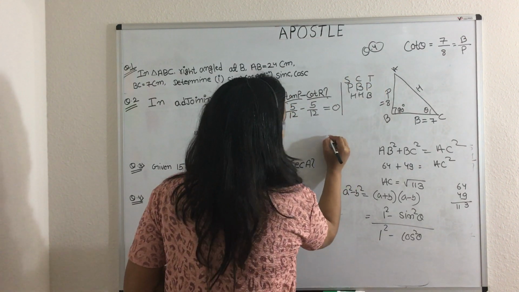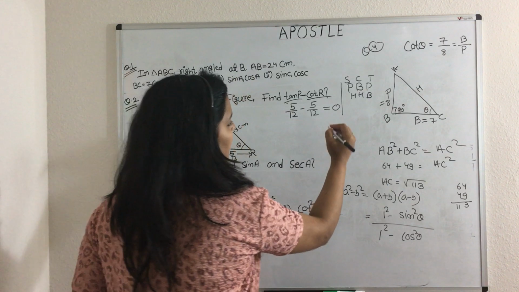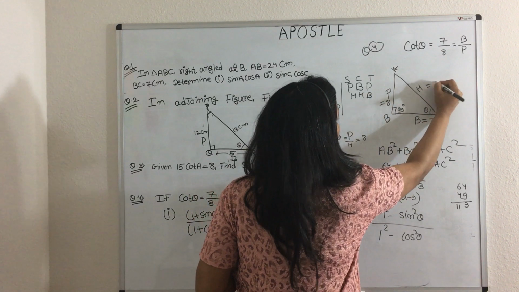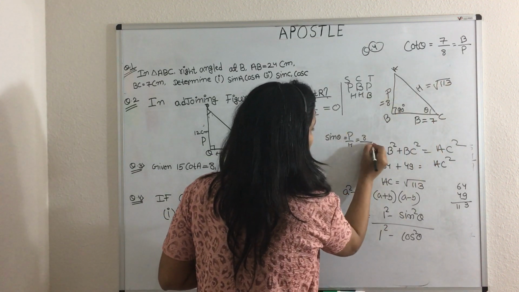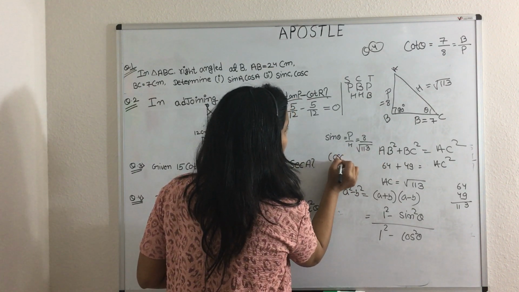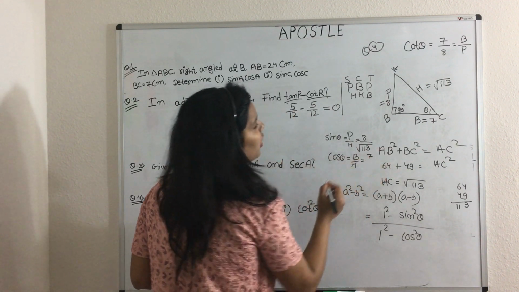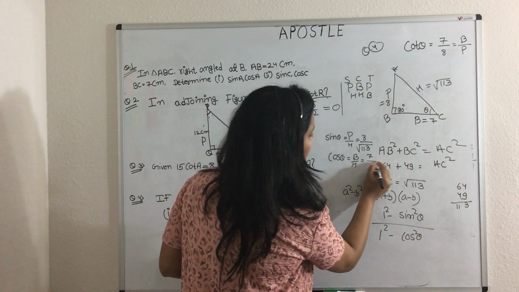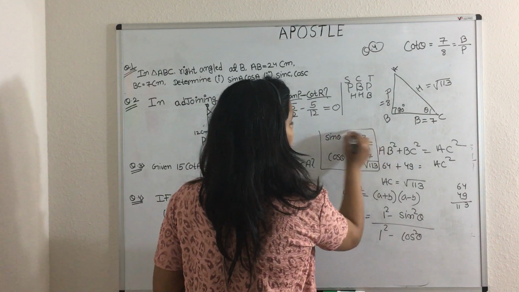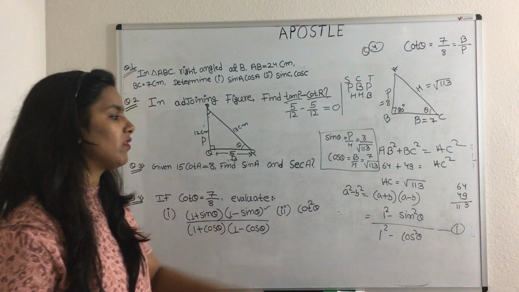So sine theta is P by H. According to this question, what is P? P is 8 and H is under root of 113. So it is 8 by root 113. And what is cos theta? The value of cos theta is B by H. What is B here? B is 7, and H is again under root of 113. So now we can substitute these two values in the equation, which I am naming equation number 1.